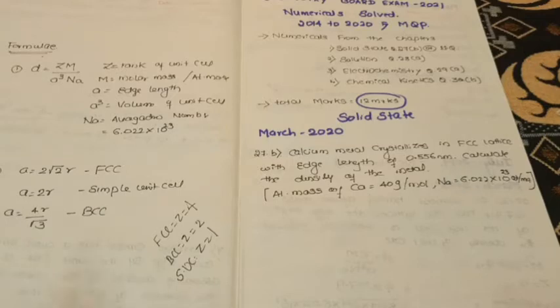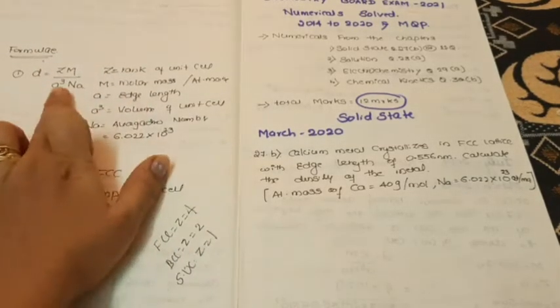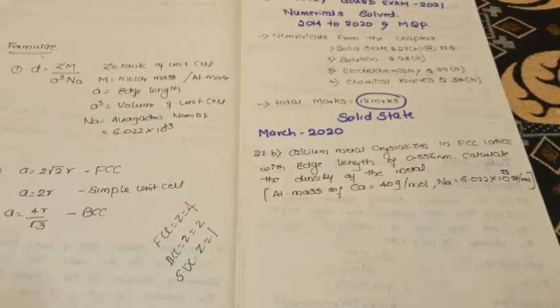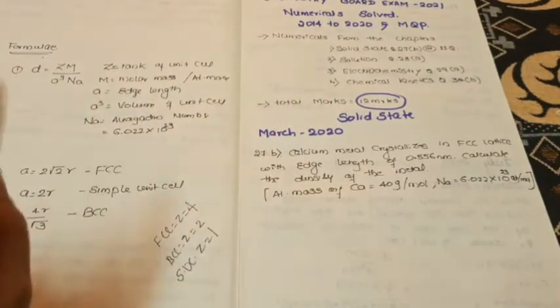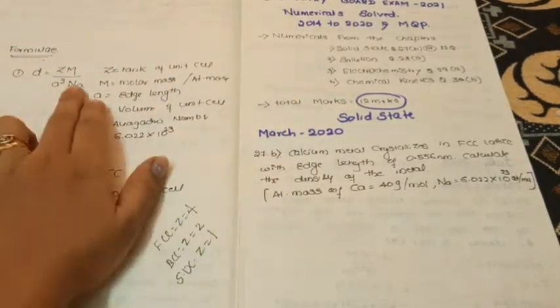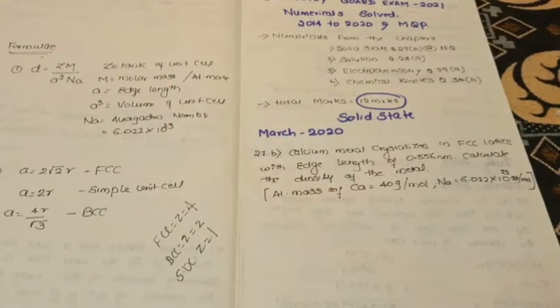So most of the students directly substitute the a value over here. No, a is the edge length. a cube is the volume of a unit cell. So in your formula you have a cube, not a. Now the last one, Na, is the Avogadro number. It's a constant value, that is 6.022 into 10 power of 23. This formula is compulsory, you should know it, you should learn it.